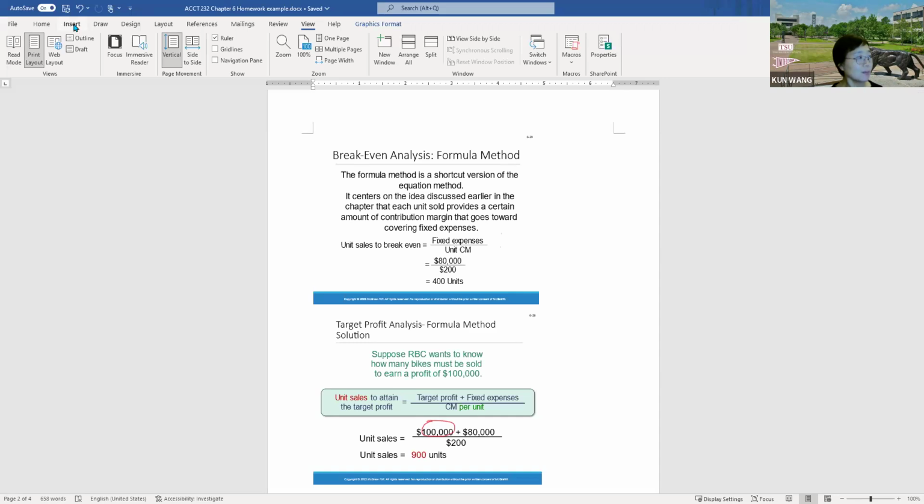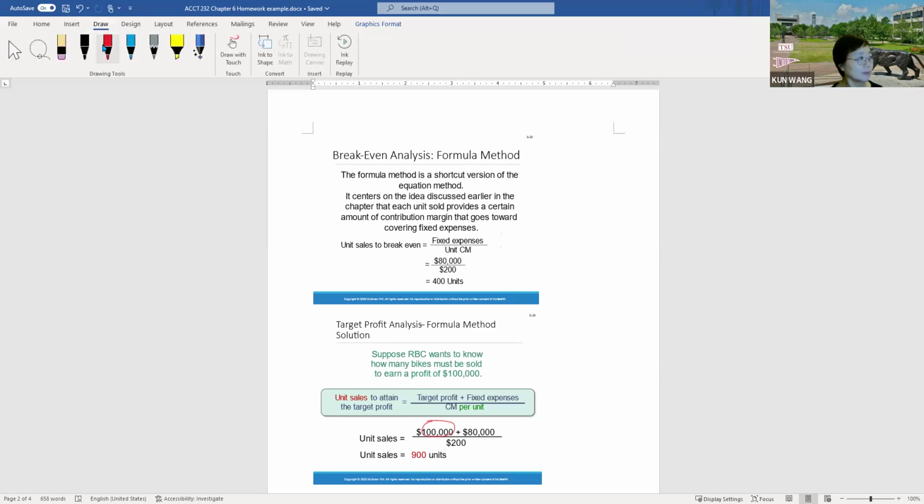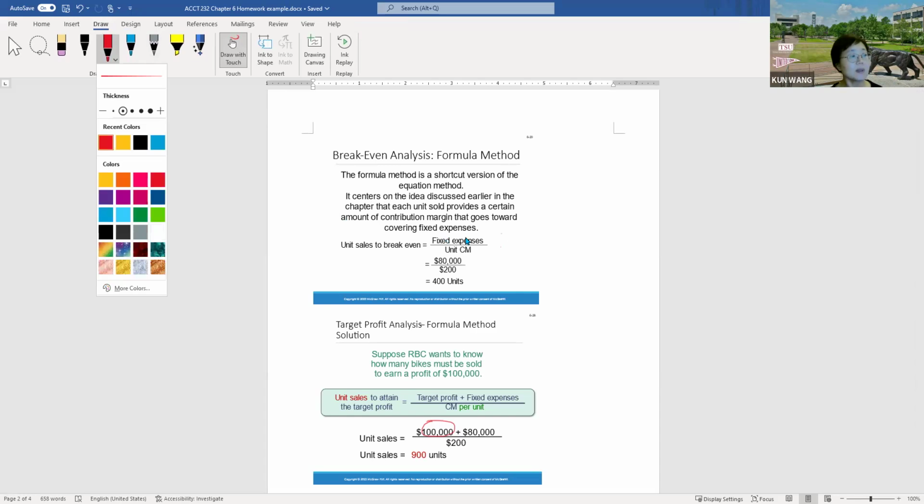So, what is meant by break-even point? Give an explanation in your own words.